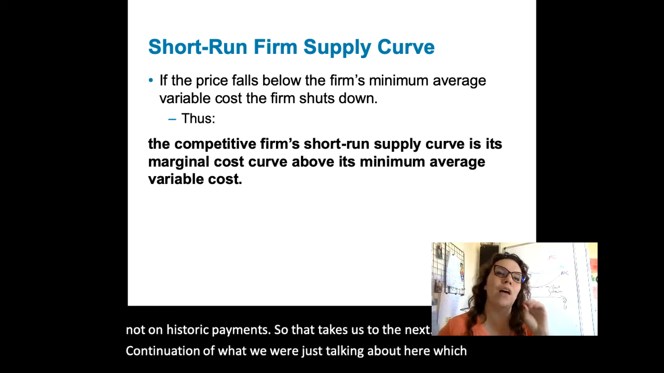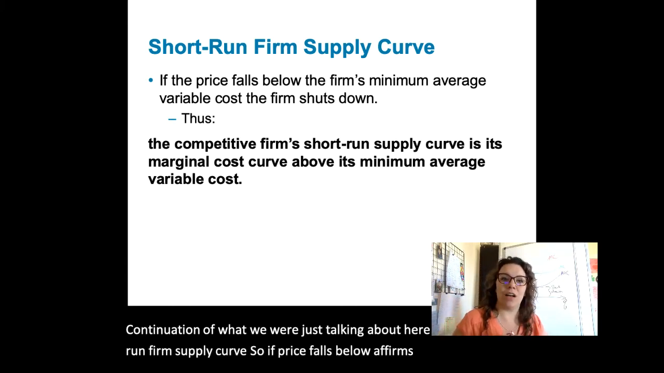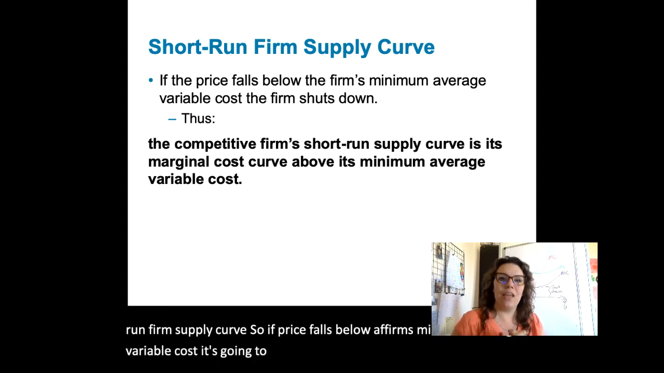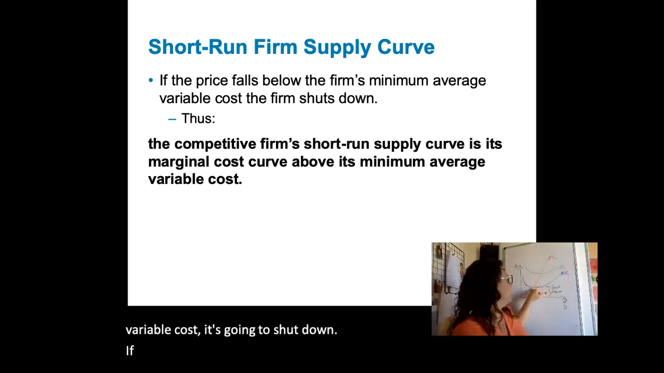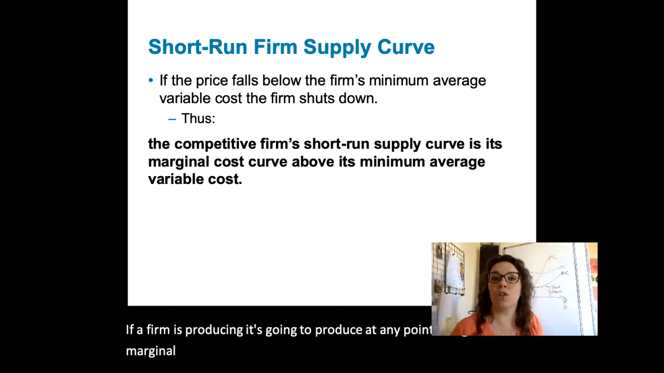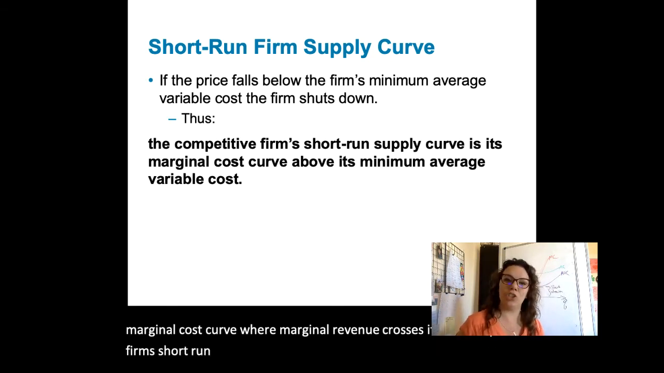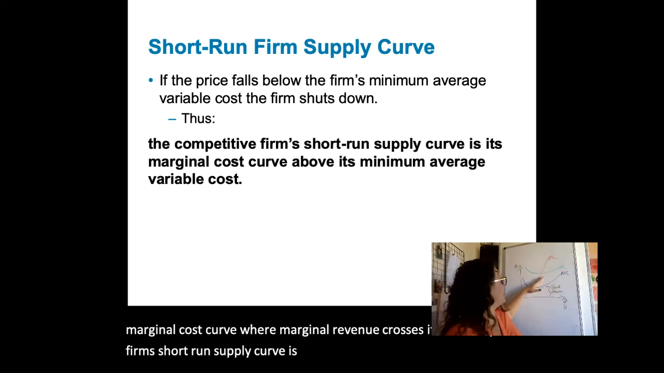So that takes us to the next continuation of what we were just talking about here, which is a short-run firm supply curve. So if price falls below a firm's minimum average variable cost, it's going to shut down. If a firm is producing, it's going to produce at any point along the marginal cost curve where marginal revenue crosses it. So a competitive firm's short-run supply curve is actually its marginal cost curve above average variable cost.